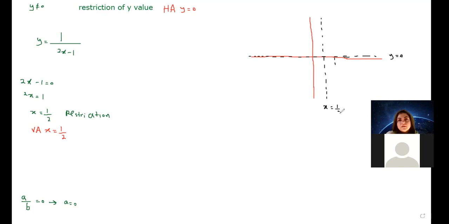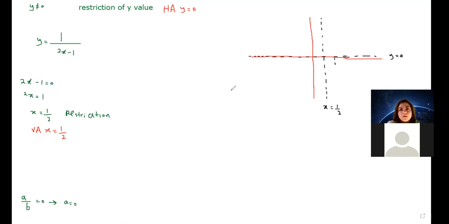So there are other things I can find, right? Like what? X-intercept. To find x-intercept, we put what? Y equal to 0.